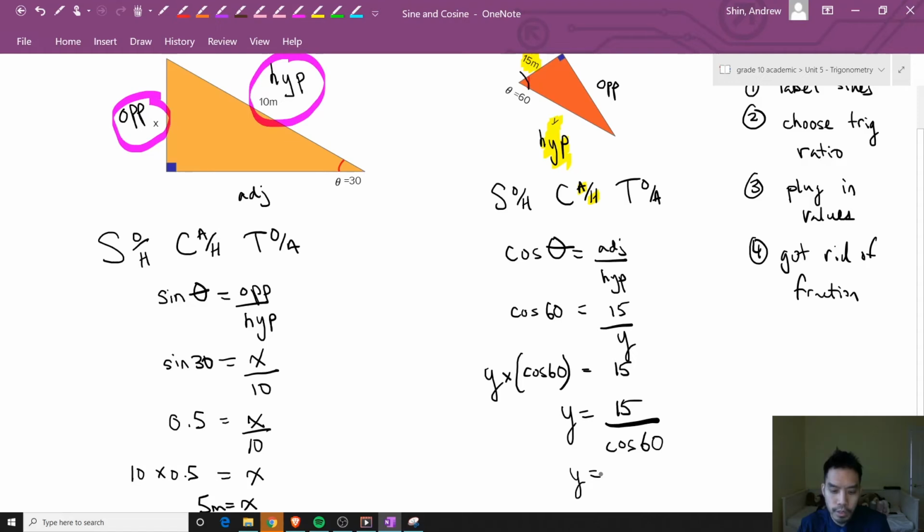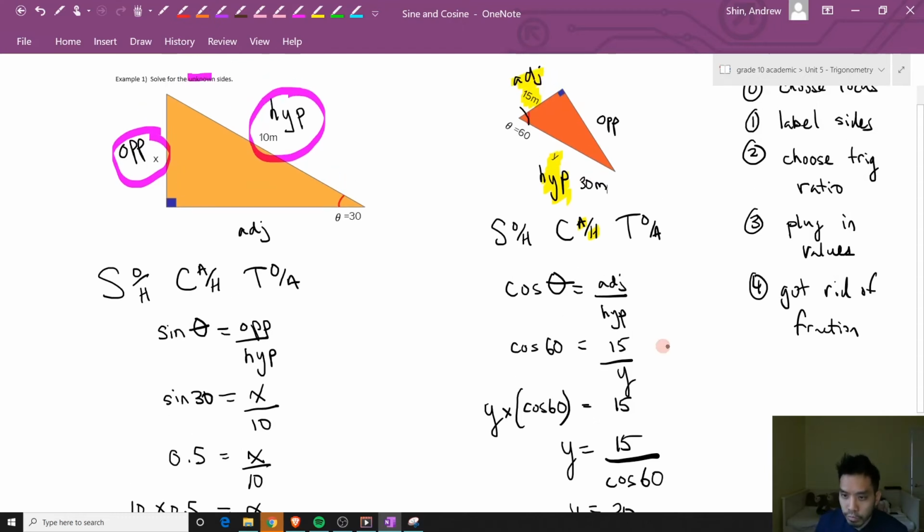Fifteen divided by cosine 60 is going to be exactly 30. Not 30 degrees, sorry, not degrees. 30 meters. So y, which is my hypotenuse, is 30 meters. Curious. Let's take a look at this a little bit. Before I go into my curious statement here, after we get rid of fractions, we solve for the unknown.